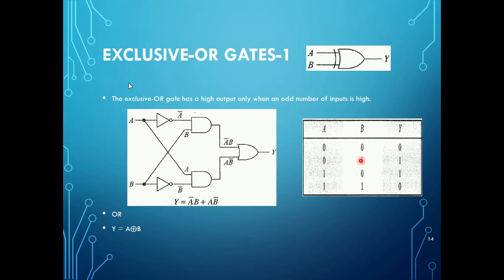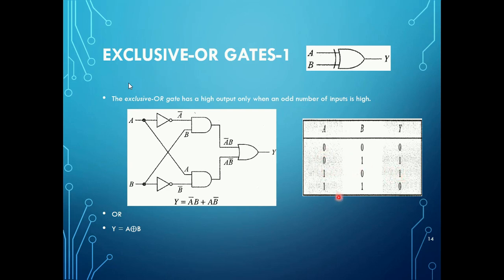That means it has one high output. Is it an odd number of high inputs? Sorry, high input is an odd number. So that's why 1. Again here, how many inputs do you have? It is two inputs, but high is a single high. That means odd. Odd it is. So that's why output is again high.